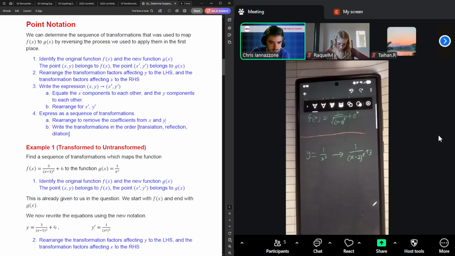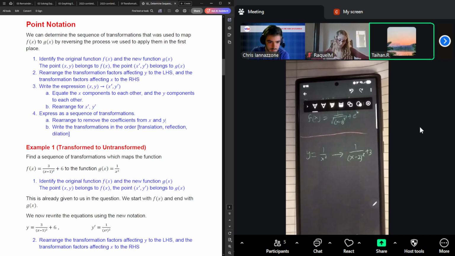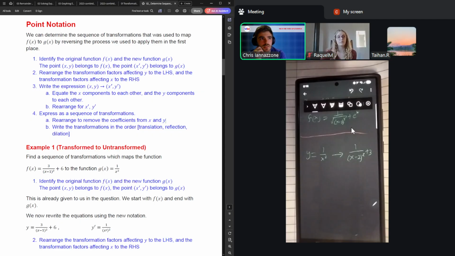You got a question, Tyon? Yeah, I was only saying for this situation, you're trying to find it from y equals 1 over x squared to that equation. But if it was asking you to go from the other equation to y equals 1 over x squared, and you feel like it's easier to go from the simpler equation, would it just make sense in the exam to figure it out the other way and then just reverse, obviously, by finding the opposite of the translations? Do you kind of get what I mean?